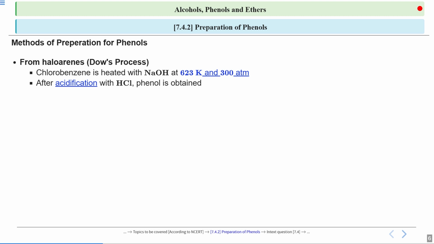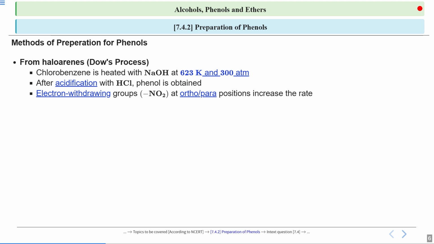After the chlorobenzene undergoes the process with the sodium hydroxide in the particular range of pressure and temperature, you have to do the acidification of the product with HCl, hydrochloric acid. Then your final product phenol is obtained.